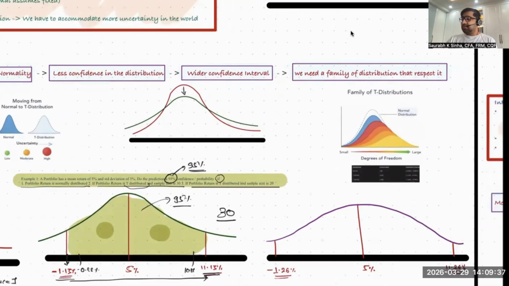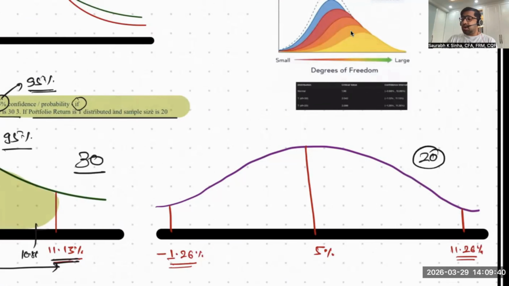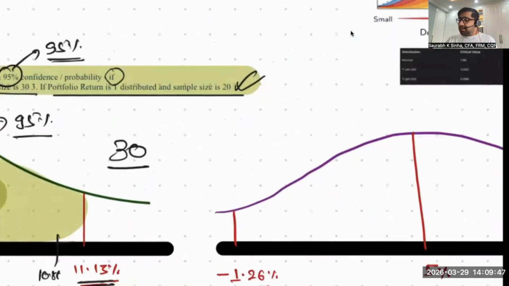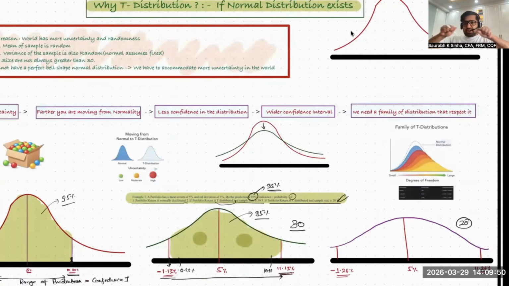Now, this is a t distribution with a sample size of 20. Right? This is scenario number 3. If the portfolio return is t-distributed and sample size is 20, you have to stretch the tails further. So the peak will become much lower than the previous t-distribution, and the tails will become fatter. Now see what is happening.